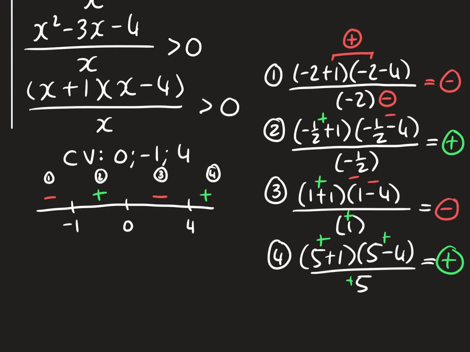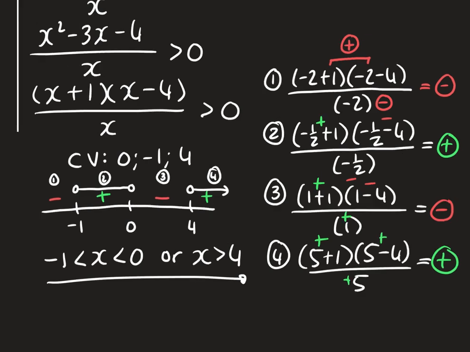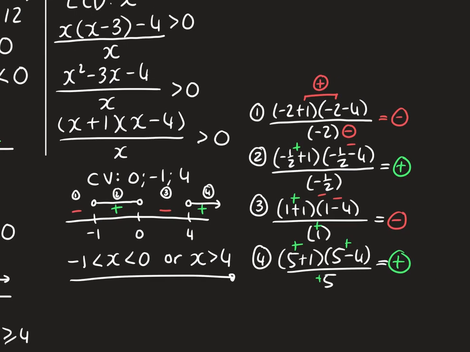So now this question is asking me, where is this function greater than 0? So anything greater than 0 is the positive regions. I also haven't put my dots here. So I need to put my dots. So there's going to be open dots. You with me? So we're looking for the positive regions. So that's one of them, and that's one of them. So my answer here is going to be x must be greater than minus 1 but less than 0, or x must be greater than 4. Okay, and that is a rational inequality.